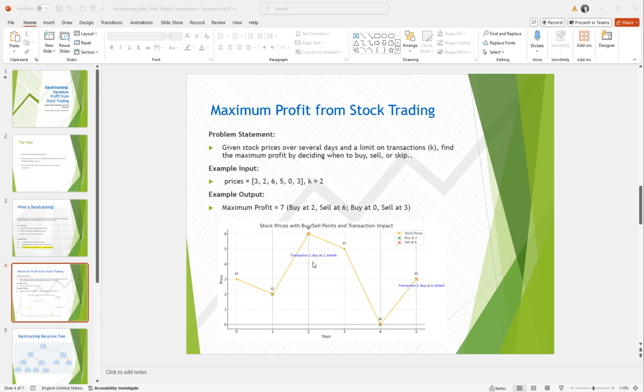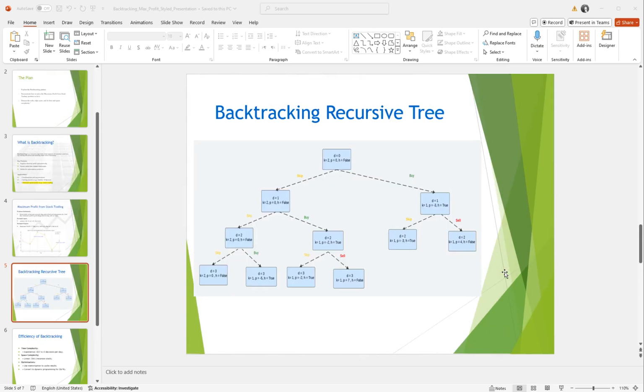After doing all decisions, I have transaction 1. When I buy at 2, I sell at 6. I have $4 profit. Then I skip the next day. Then I buy at 0 and sell at 3. So the maximum profit will be 7.